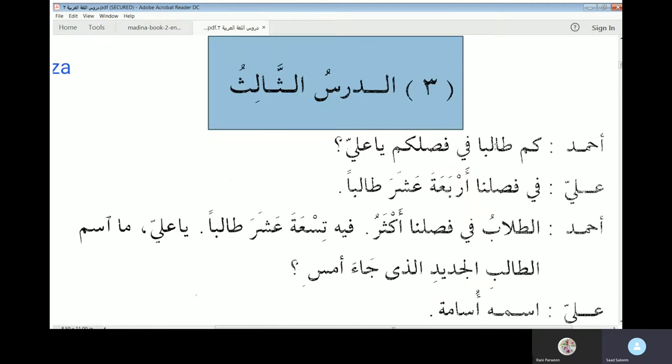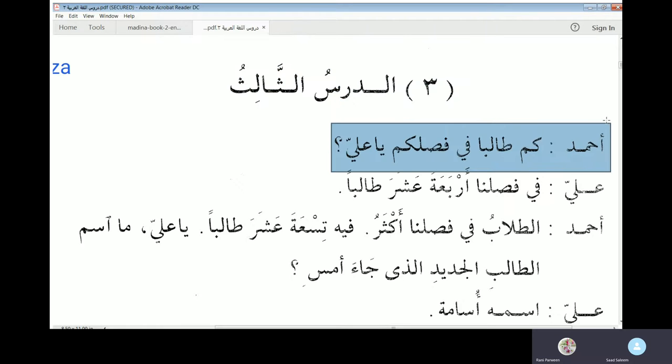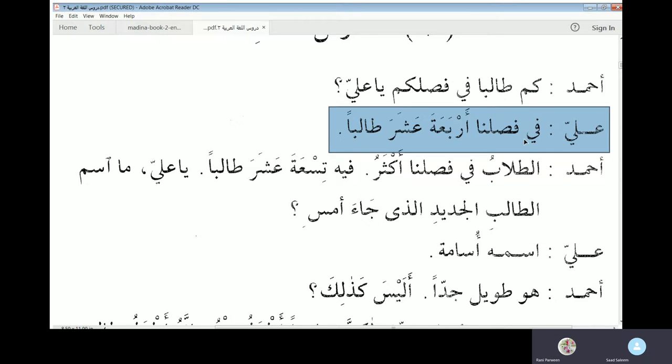So now I'll start this lesson. Start reading it. الدرس الثالث. Lesson 3, third lesson. أحمد: كم طالبا في فصلكم يا علي؟ How many students in your classroom, Ali? Ali: في فصلنا أربعة عشر طالبا. There are 14 students in our class.